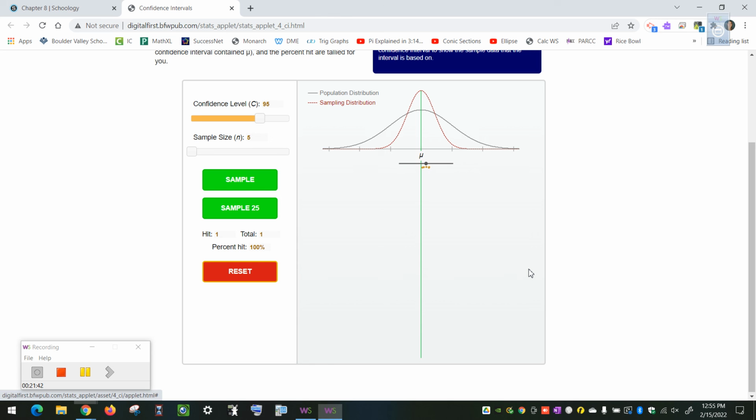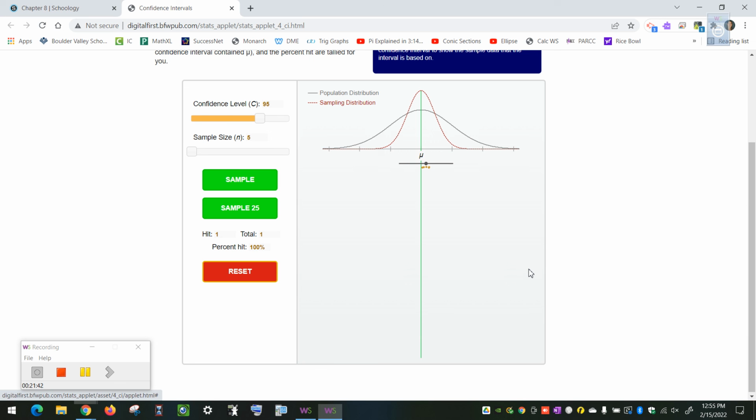All right, again, the true population mean is the green vertical line. So we can see here that our first confidence interval did contain the value of the true population mean. All right, we're going to do this again. Actually, we'll go ahead and answer the first question here, number 2. It says, did the first confidence interval capture the true mean?